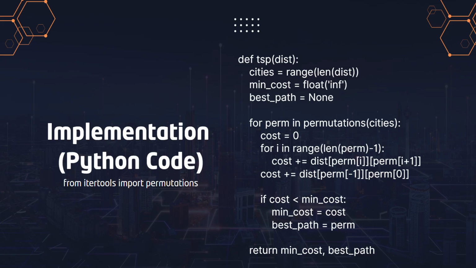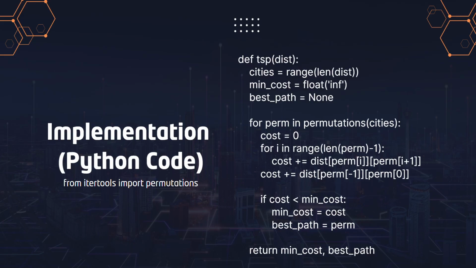Now let us move on to the Python implementation of the same algorithm. In this implementation, we use the permutations function from the itertools library to generate all possible city sequences. The function TSP takes the distance matrix as input, and the cities are represented using their index values. We initialize minimum cost with infinity and best path as None. These variables help us store the shortest distance and the corresponding optimal route.